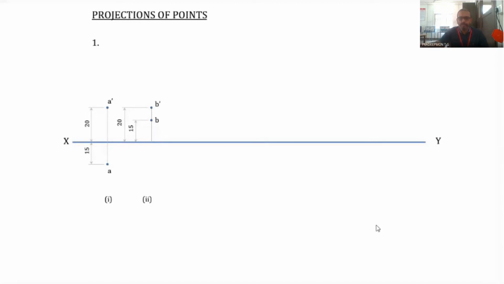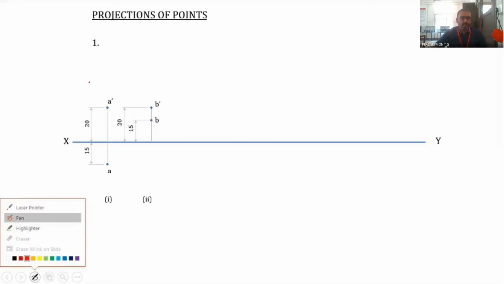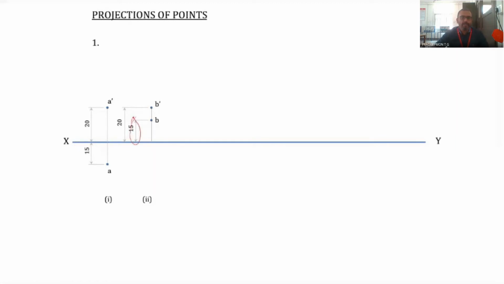In this case, the one thing that you have to notice is that this line which marks the 15 millimeter should be inside the 20 millimeter, so that the dimension lines should not cross each other as far as possible. Whenever it is possible, the dimension lines should not cross each other. But in some cases, it is not possible. In some cases, you have to draw it in such a way that the dimension lines cross. There are no other options.